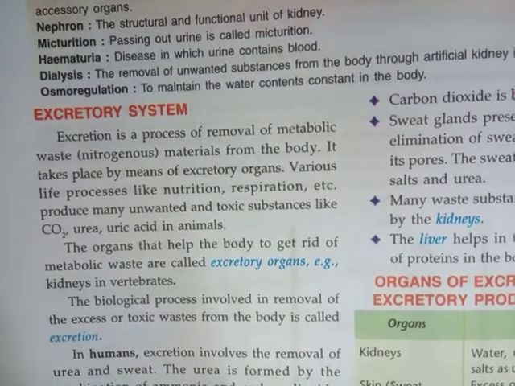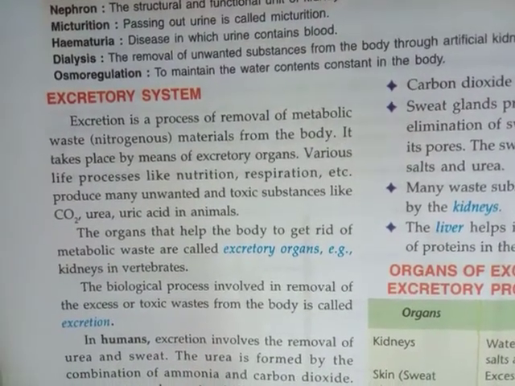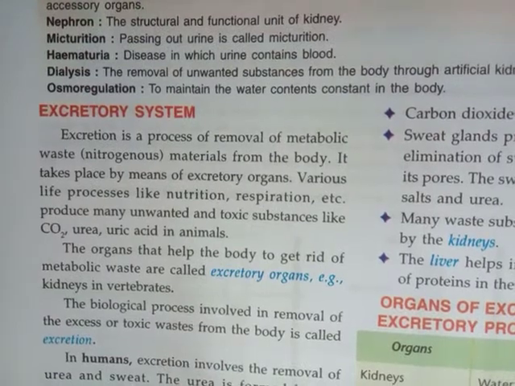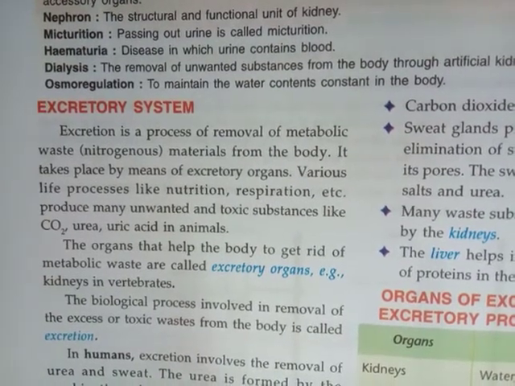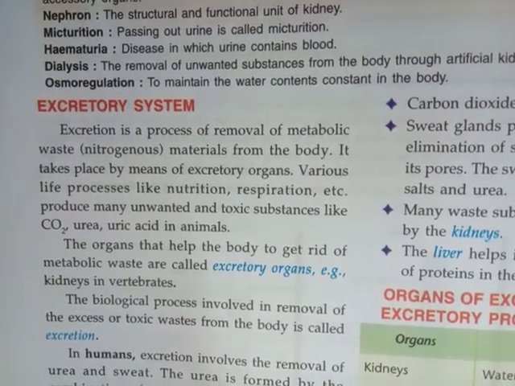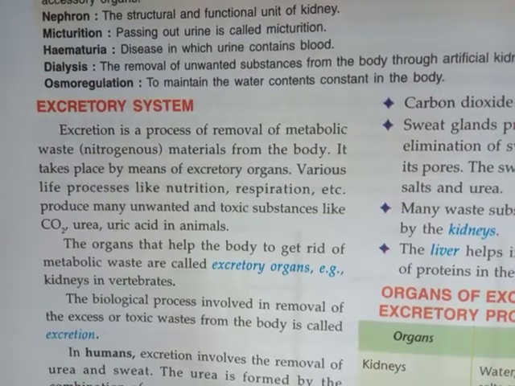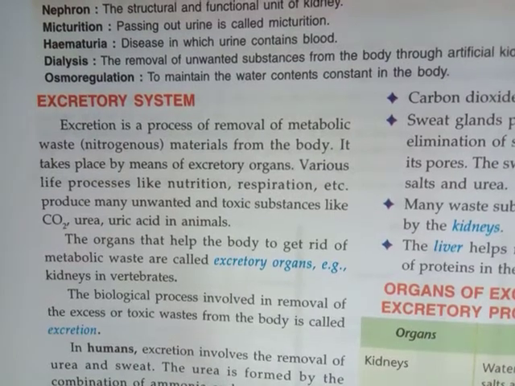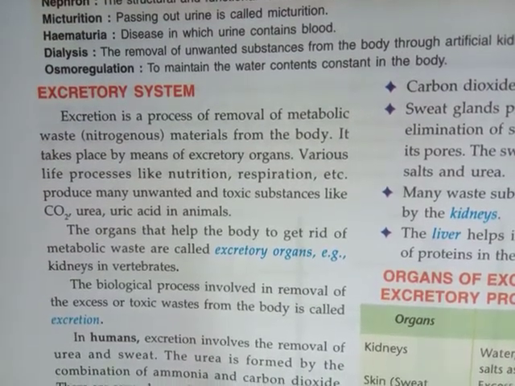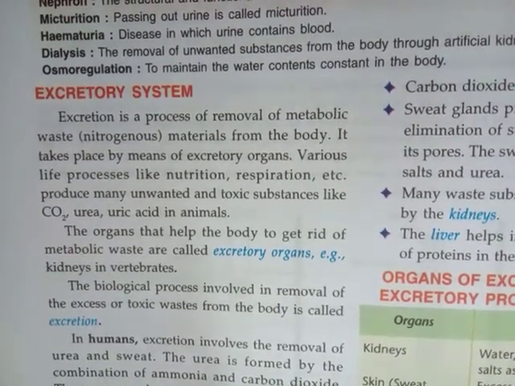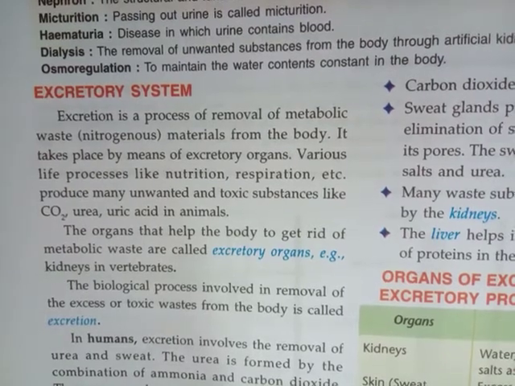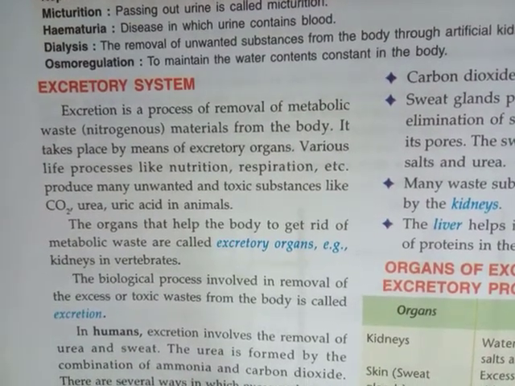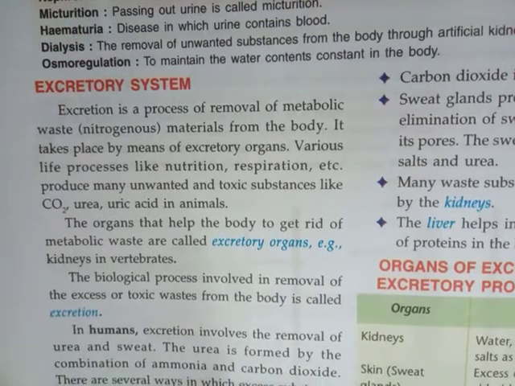And if this nitrogenous waste would not be removed from our body, then it will form toxins in our blood. The organs that help the body to get rid of metabolic wastes are called excretory organs. Example, kidneys in vertebrates. You know what is a vertebrate? The biological process involved in removal of the excess of toxic waste from the body is called excretion.